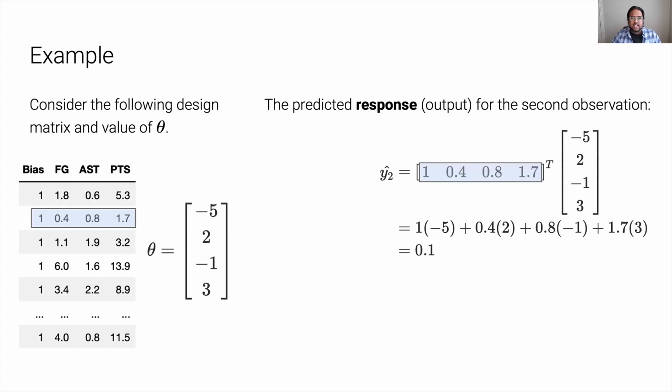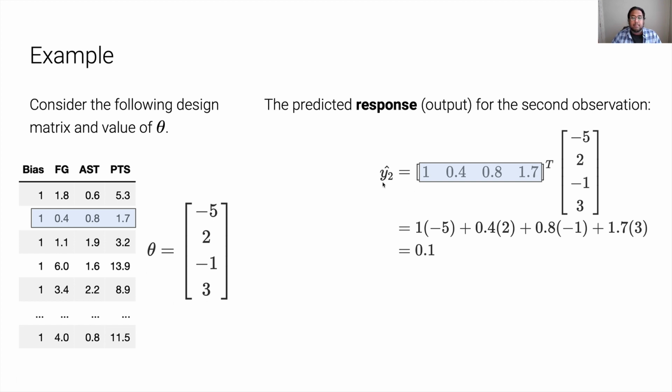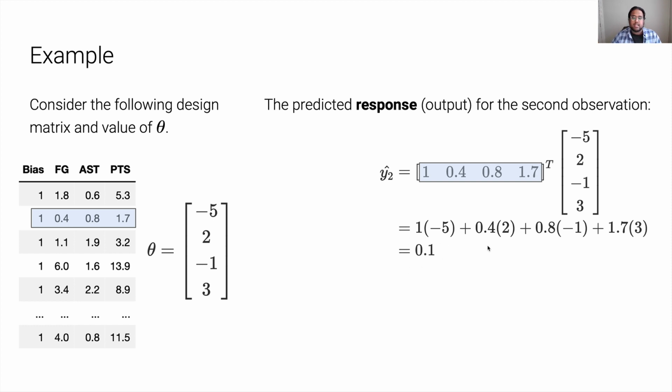So let's go back to the NBA data set that we were just looking at. Let's suppose we want to predict y2 hat, so the predicted output for the second observation. And let's just use this made up parameter vector theta that I just came up with. The way we compute y2 hat is by taking the dot product of the second row of our design matrix with our parameter vector theta. By doing that, the result I get is 0.1. It might not be the optimal parameter vector, but the way we would predict our second output is with this dot product, and the result would be 0.1.